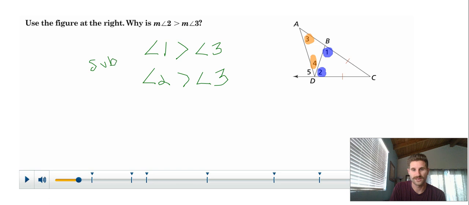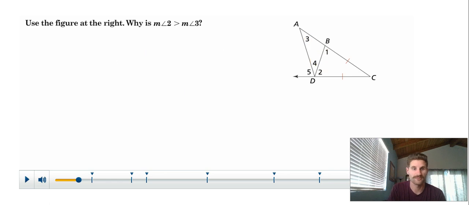So we did a little sub, and we flipped angle 1 to angle 2, and now we can prove that angle 2 is bigger than angle 3. So kind of tricksies what we did here. Alright, let's move to our next problem.